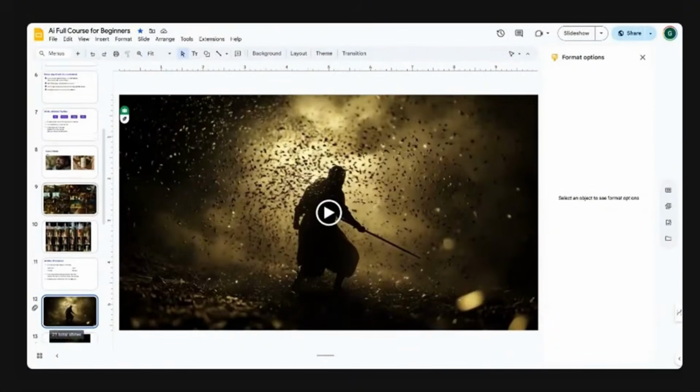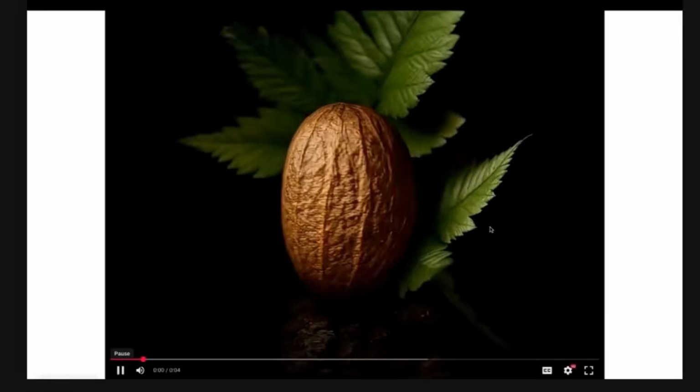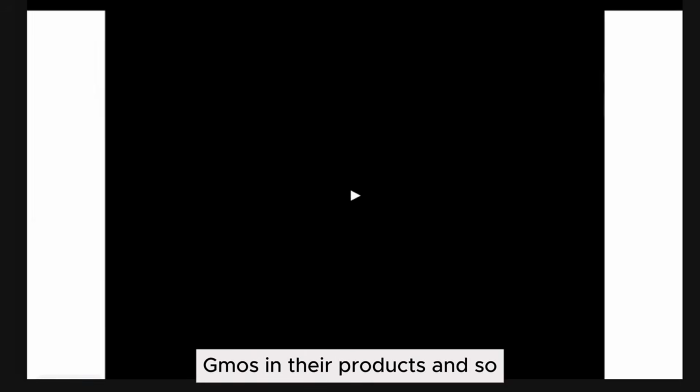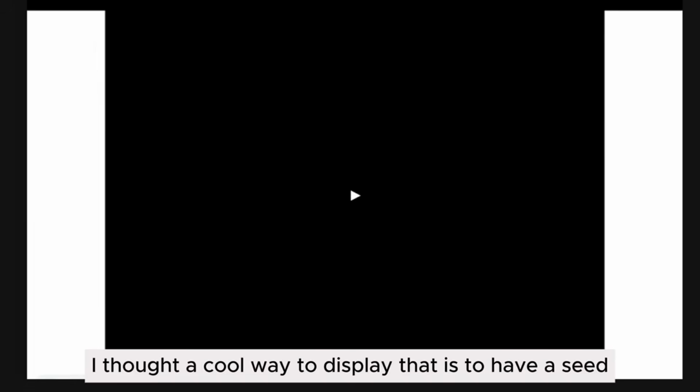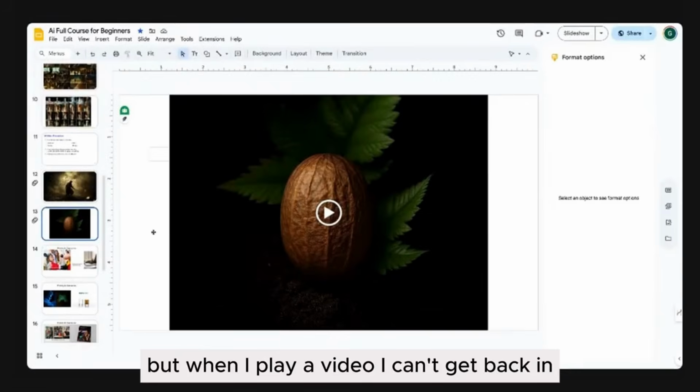Oh, whoops. Something happened with the video. All right. And now here's my friend Steven's product. So for his product, he's showcasing that they're not using any GMOs in their products. And so I thought a cool way to display that is to have a seed and some vegetation growing into his product. Oh, I don't know what is happening, but when I play a video, I can't get back in.